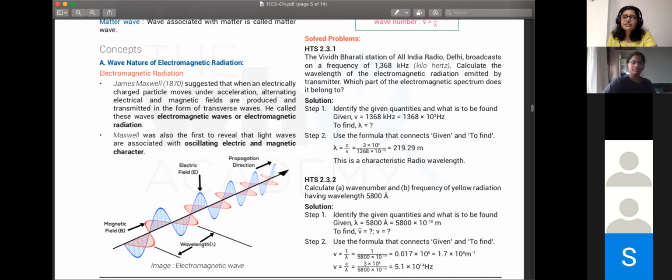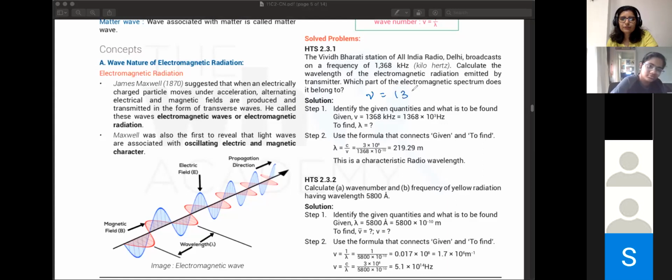So what information are you given in the question? Like always, start off by trying to interpret the question. What information are you given here? Frequency, yes. You're given frequency equal to 1368 kilohertz. When you're writing the given information, always convert it into SI units. That way you won't make silly mistakes later on. If your units are all uniform, things are clear. So you can write this as 1368 into 10 cube hertz.